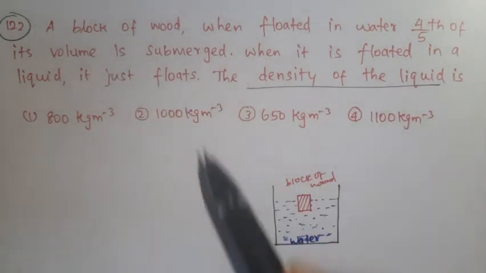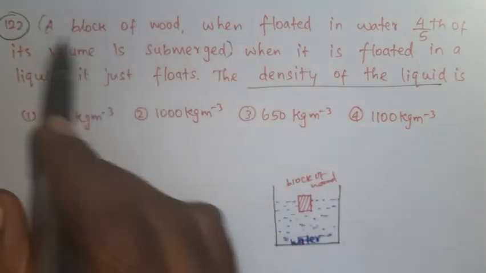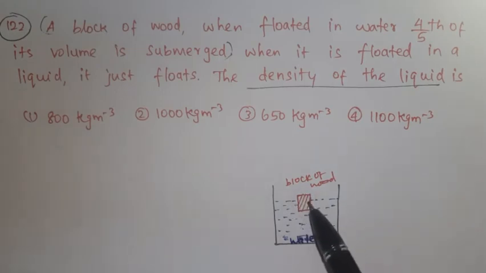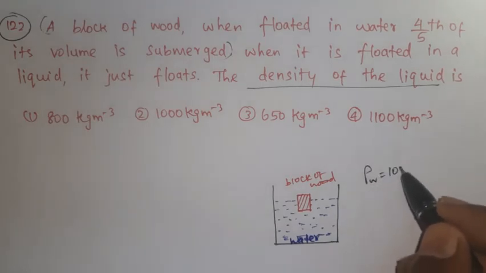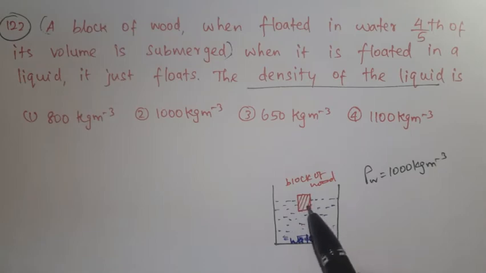There are two sets of concepts given. In the first step, we are going to find the density of the block. This block of wood is floating, so definitely its density would be lesser than the density of water. We know the density of water is 1000 kg per meter cubed. So the block of wood is floating, so definitely it would be lighter than the water.